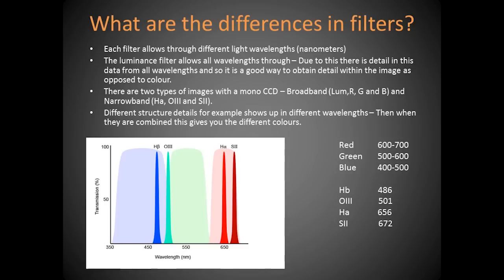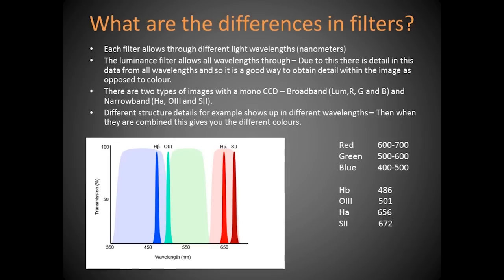Here's a graph that shows you the different wavelengths, and on the right hand side it gives you those different wavelengths as well. As you can see, for example, hydrogen alpha is at a wavelength of 656 nanometers. So your filter will only allow light through at that wavelength. You get filters of different strengths, is probably the easiest word to use. It does let a little bit of light through either side of that, but generally that's the area that you're looking at.